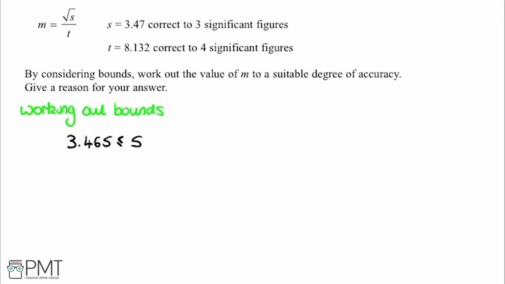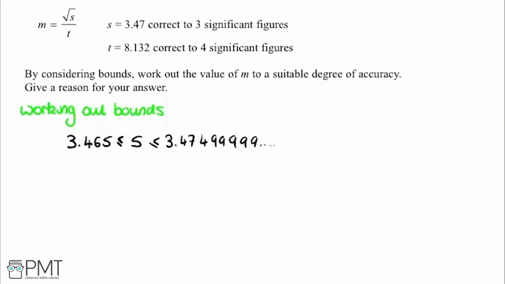Now we need to look at the other end. What's the upper bound? So the highest value it could equal, and still be 3.47 to 3 significant figures, will be 3.474999, and that just keeps on going. Because if you think about that, any higher than that, if we had 3.475 and I round that to three significant figures, that would give us 3.48, which isn't what we want. So this is the highest value we could have.